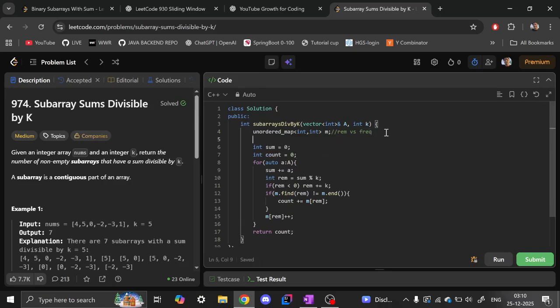But we also need to add the initial remainder 0 with frequency 1.